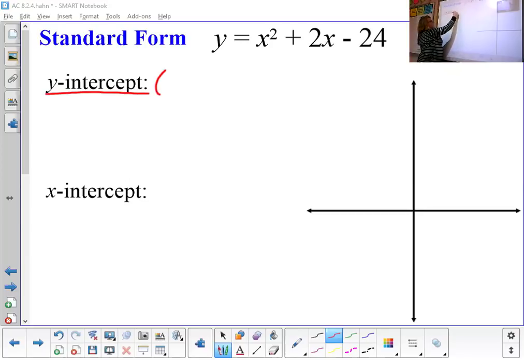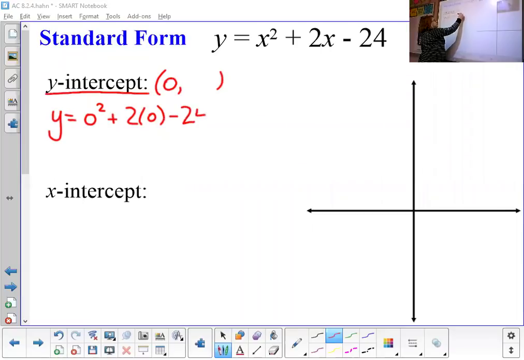I'm going to start by finding the y-intercept. The y-intercept is what you have when x is 0. So I'm going to plug 0 in for x into my equation, and I would get 0 squared plus 2 times 0 minus 24. That means my y-intercept is negative 24. Over here on my axes, I'm just going to kind of estimate where negative 24 would be, and I'm going to label the point with the ordered pair, 0, negative 24.